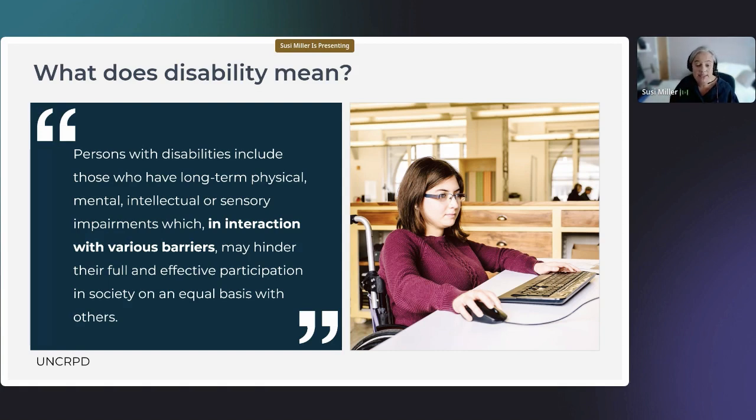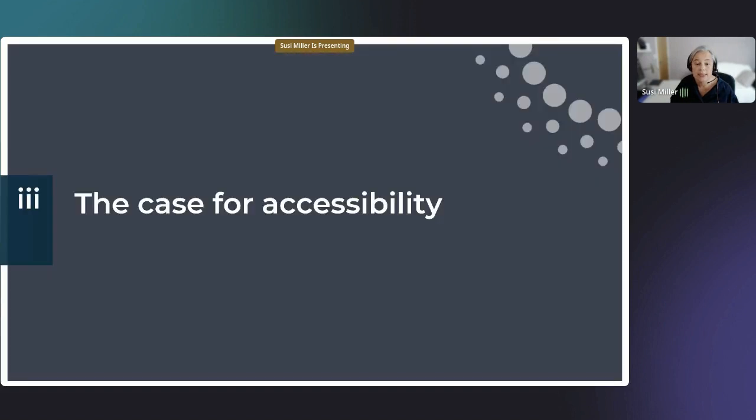And this is why part of this session and every session I deliver will focus on some practical accessibility tips that everyone can implement. But before we move on to the practical tips in this session, I just want to take a bit of time to focus on the case for accessibility.